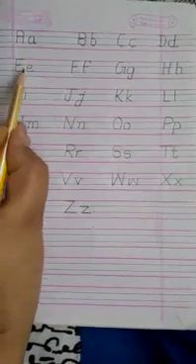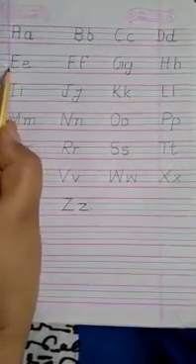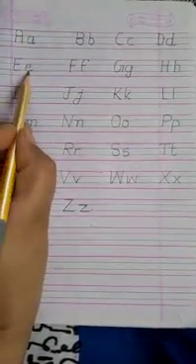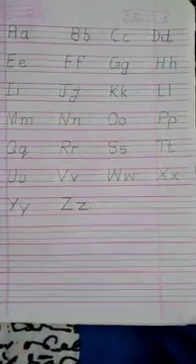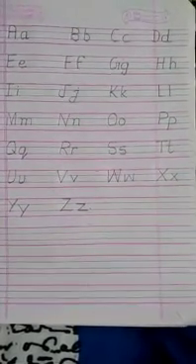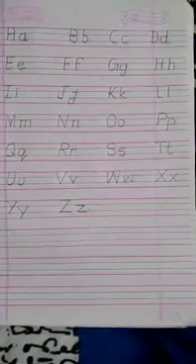Capital E and a small e. And the sound of E is A. And E for egg. E for egg.